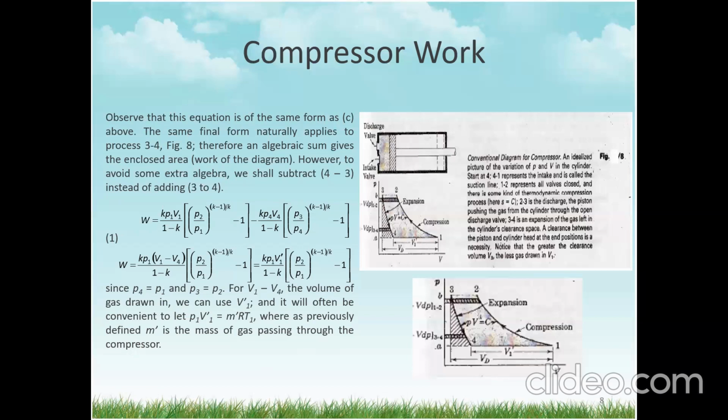So, yan. So, W is equal to, okay, equation number 2, equation number 2. So W is equal to k P1 V1 over 1 minus k times the quantity P2 over P1 to the k minus 1 over k, minus 1, minus k P4 V4 over 1 minus k times the quantity P3 over P4 to the k minus 1 over k, minus 1. Okay. So the work is k P sub 1 times V sub 1 minus V sub 4 over 1 minus k times the quantity P sub 2 over P sub 1 to the k minus 1 over k, minus 1.